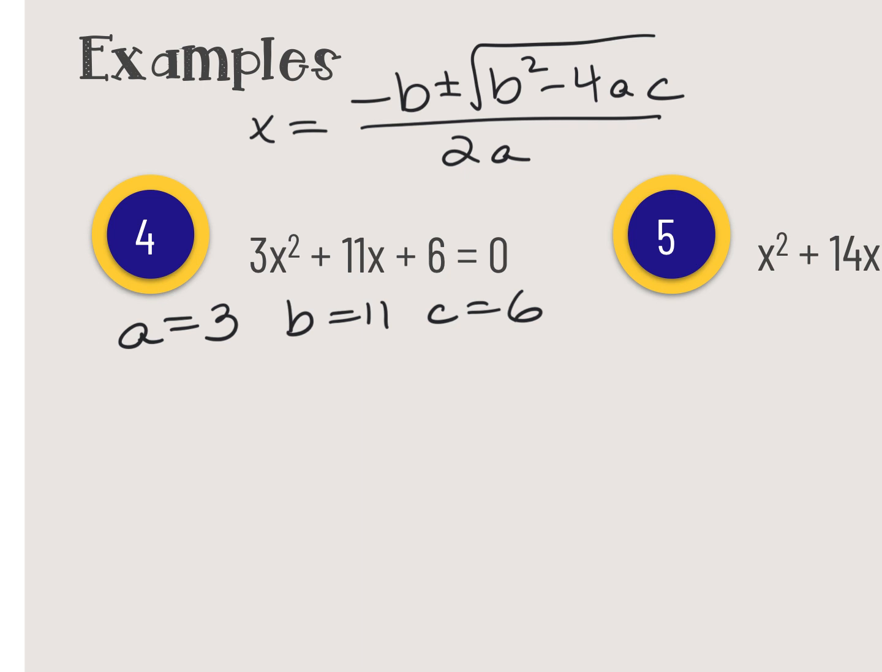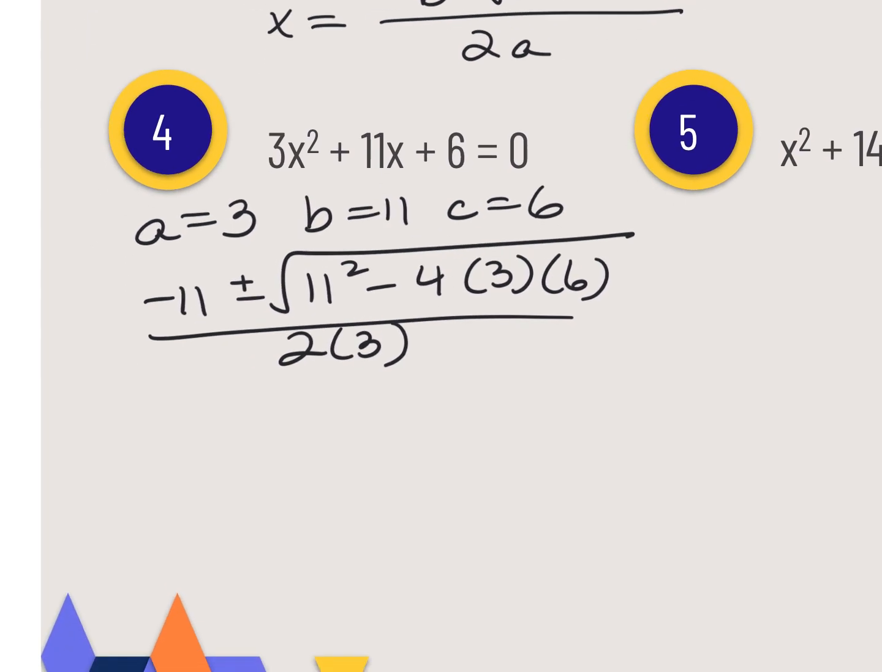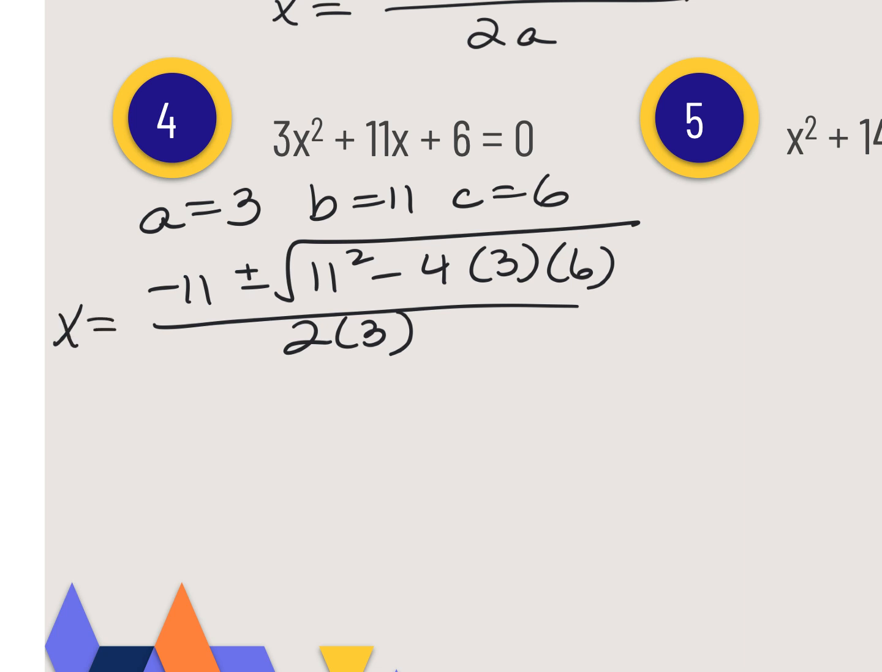So let's fill it in. So again, the opposite of B was 11, so negative 11, then 11 squared minus 4AC, all under the radical, divided by 2 times A. This time our A is not 1, it's a 3. And we're just following PEMDAS, or order of operations. So negative 11, 11 squared is 121. And now when I go ahead and multiply these 3, I get negative 72.